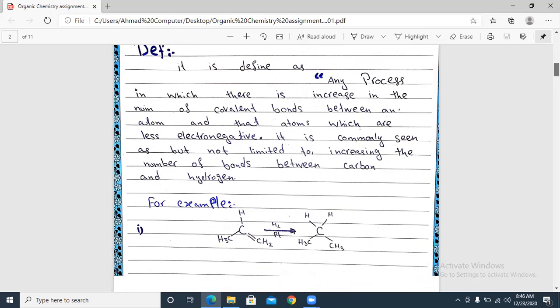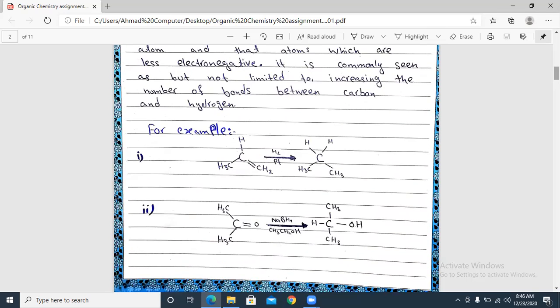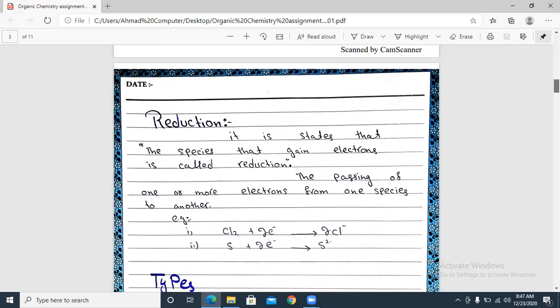If we talk about example reactions of reduction in organic chemistry, the first reaction is catalytic hydrogenation. Catalytic hydrogenation of propene is a reduction because there is an increase in the number of bonds between carbon and hydrogen. Carbon's electronegativity is 2.5 and hydrogen's electronegativity is 2.1. Now let's move forward.